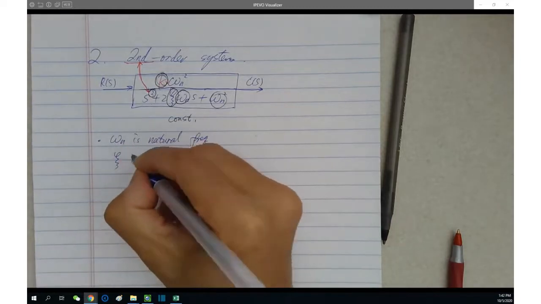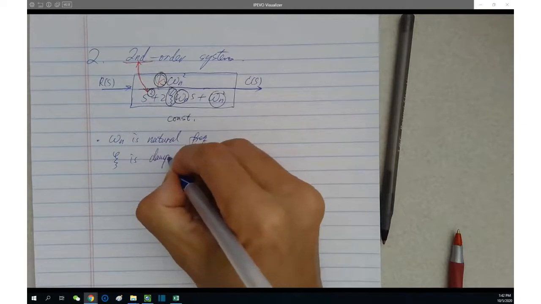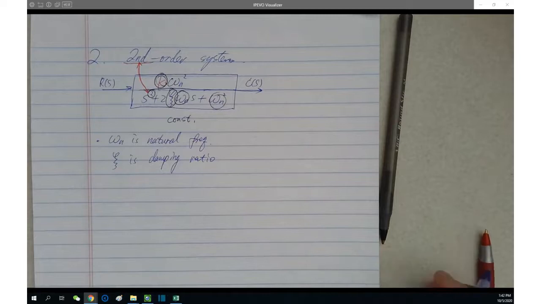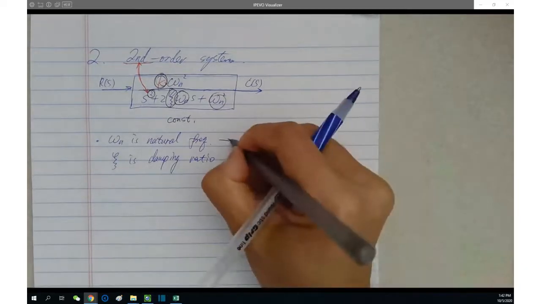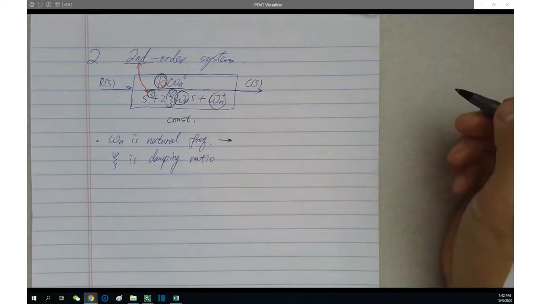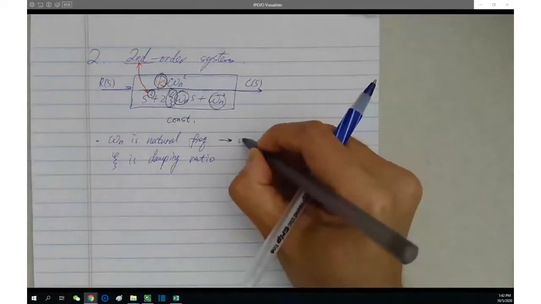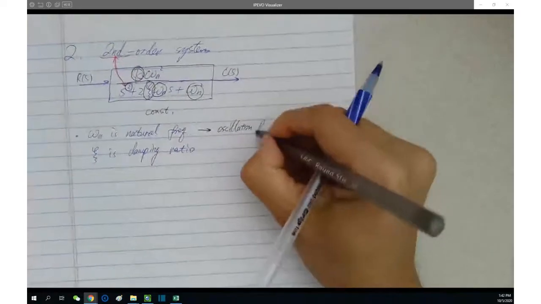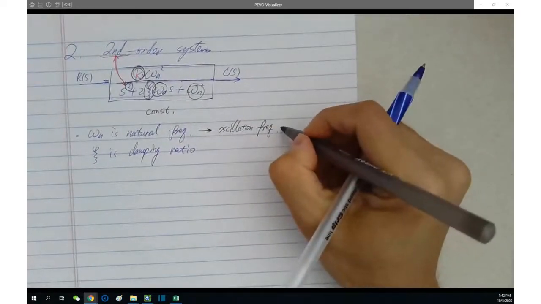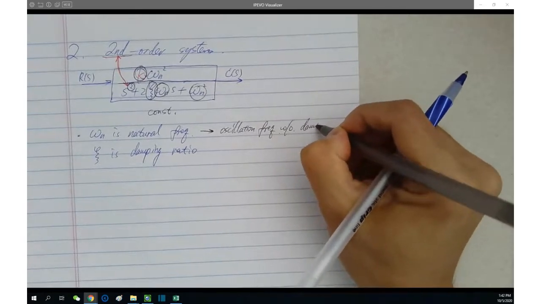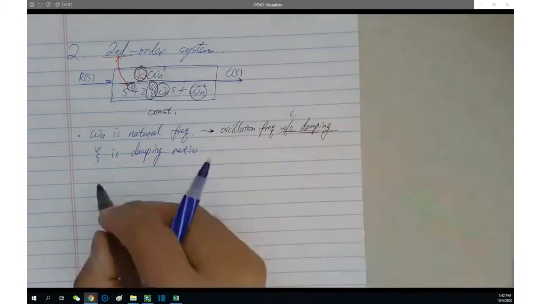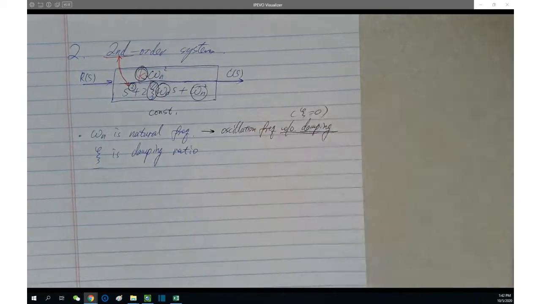Epsilon is called the damping ratio. A little bit about these two concepts. First, what is natural frequency? Natural frequency is the oscillation frequency without any damping. In other words, if damping is zero, damping is represented by epsilon, so epsilon when it is zero, and the oscillation frequency.